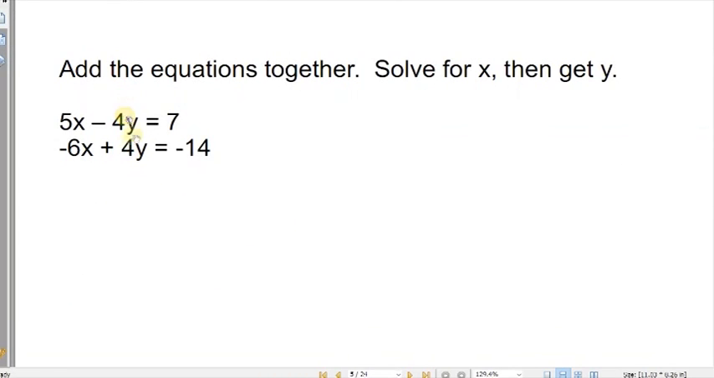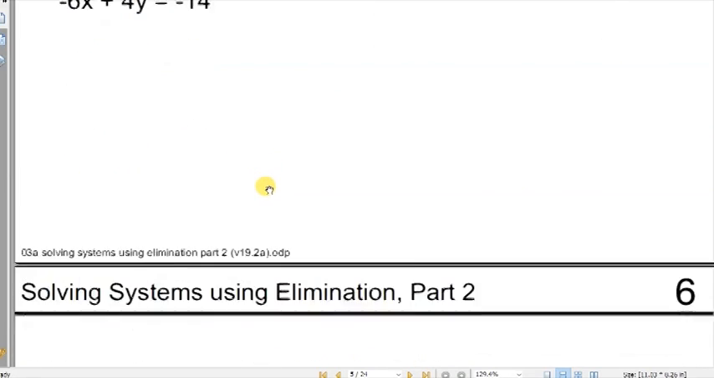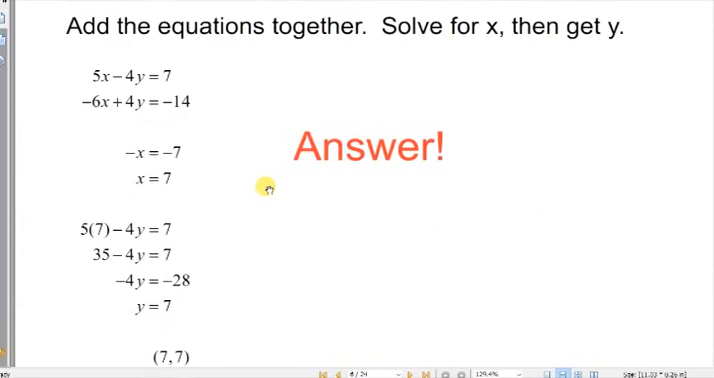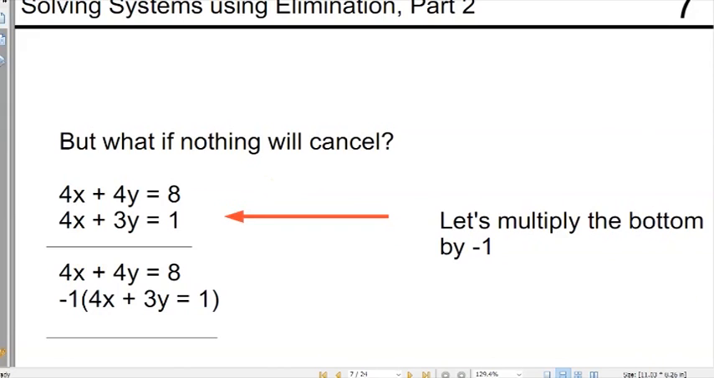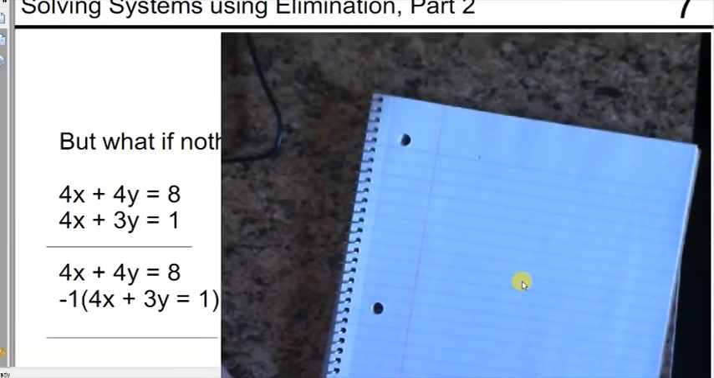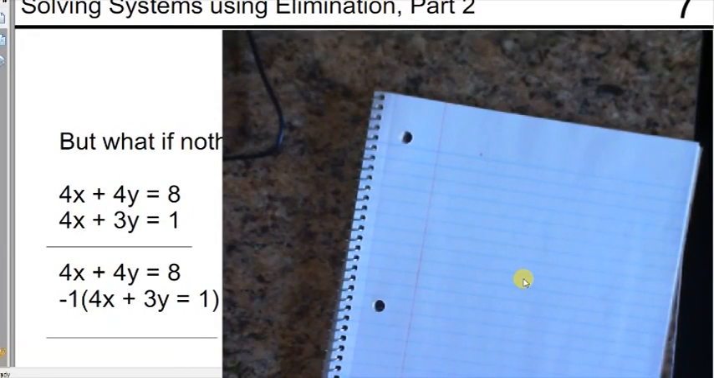Right here, we see that the y's will cancel out. This is an example from yesterday. I'm not going to do it because you did it at home. But these would cancel out and I could solve it for x. That was yesterday's lesson. But now let's do today's lesson. We're going to do this problem together.